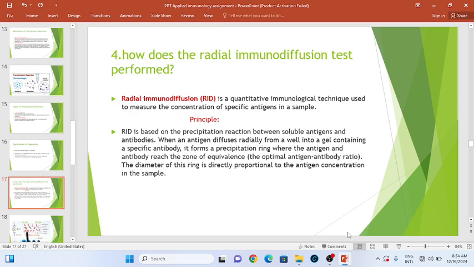When an antigen diffuses radially from a well into a gel containing a specific antibody, it forms a precipitin ring, where antigen and antibody reach the zone of equivalence, where there is optimum antigen and antibody, meaning a balance between antigen and antibody, their amounts are the same. And the diameter of this ring is directly proportional to the antigen concentration in the sample.